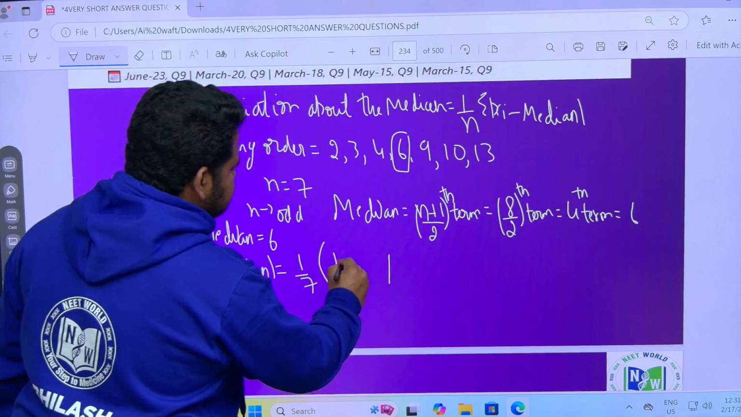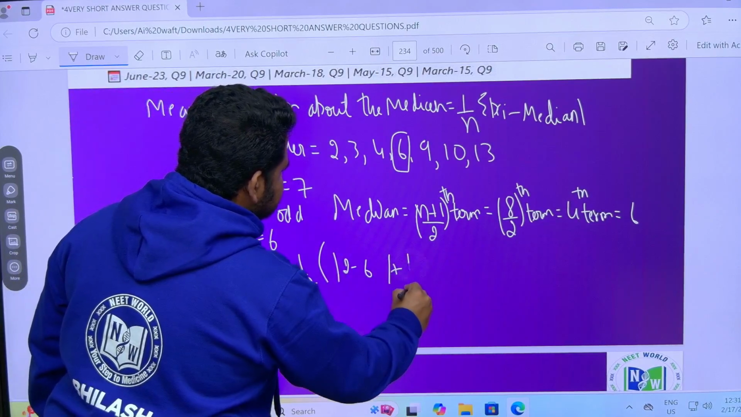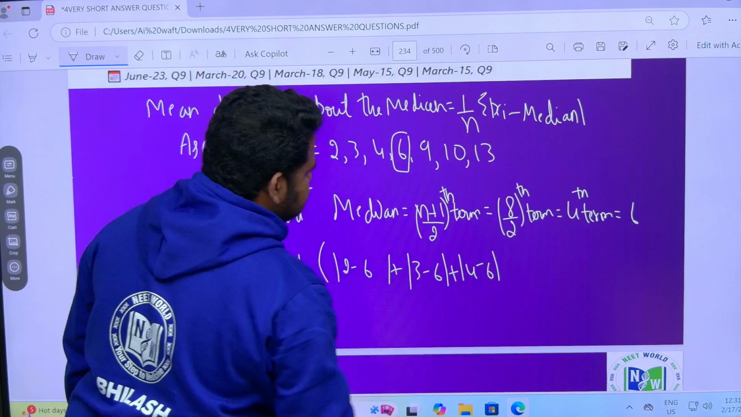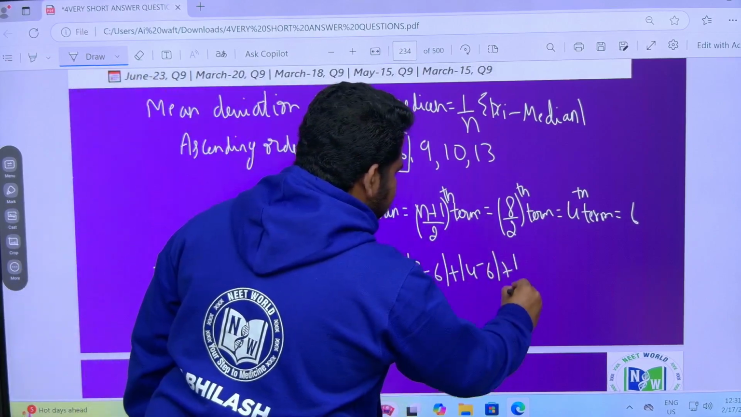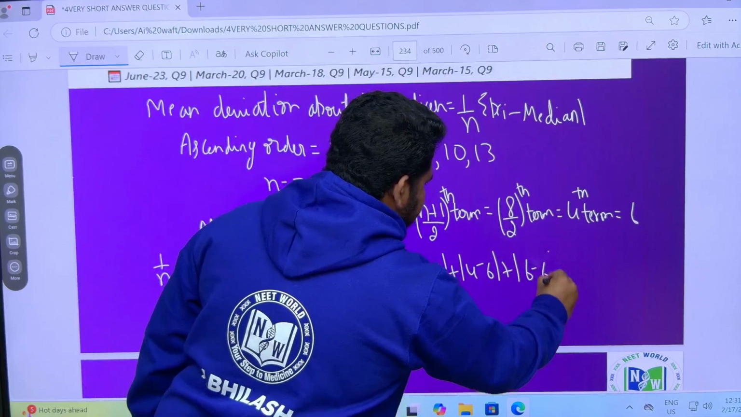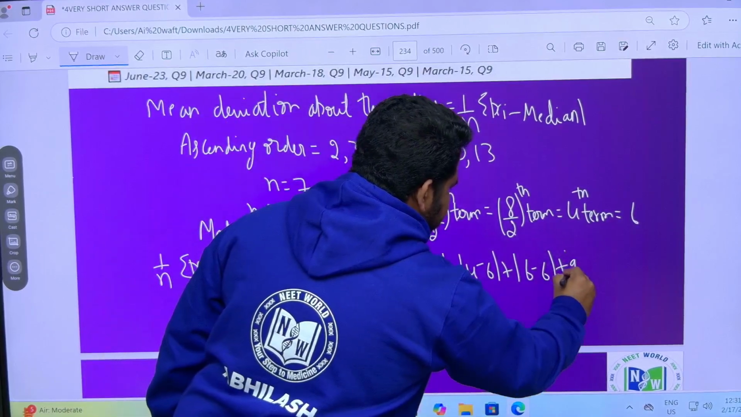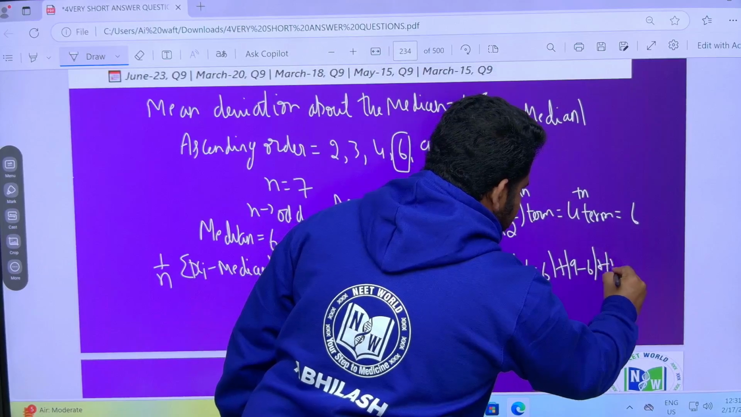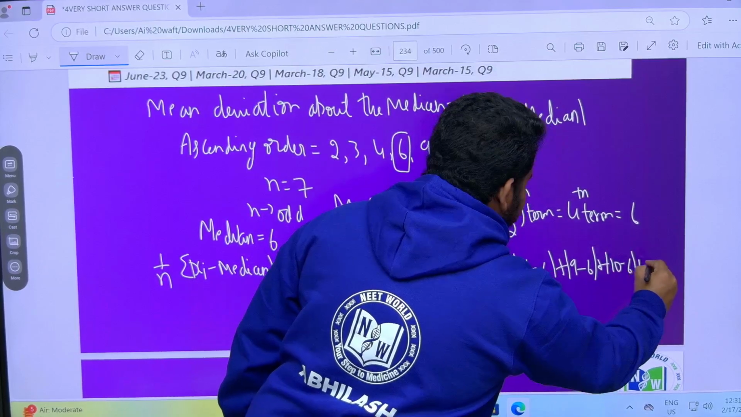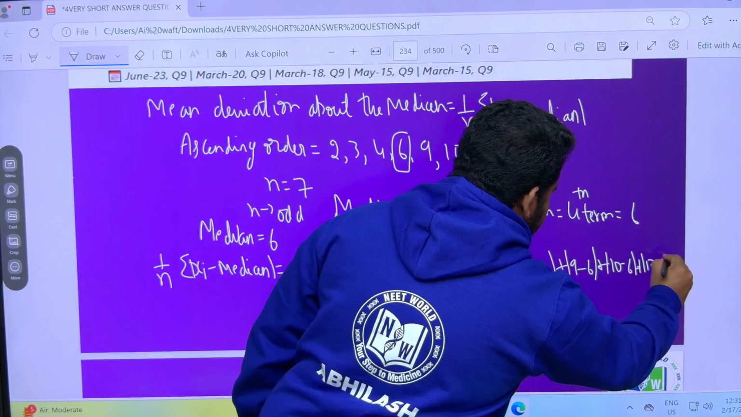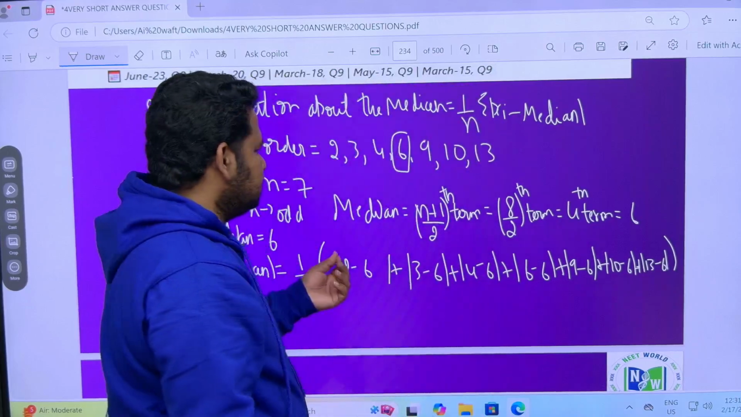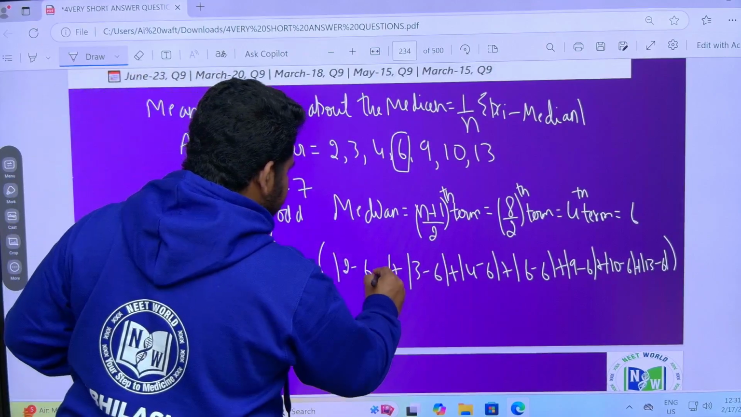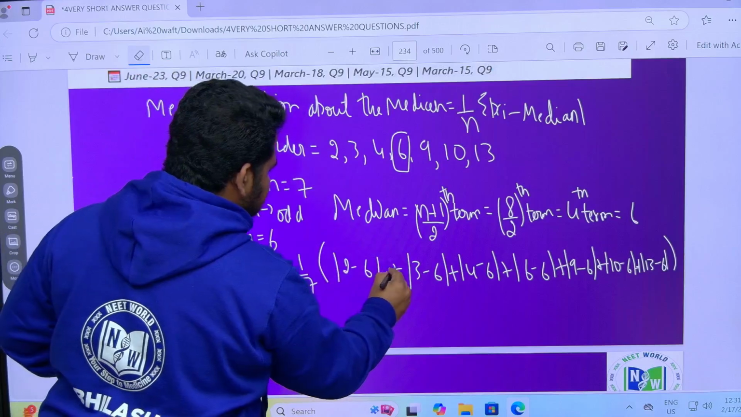So this will be summation of 2 minus 6 plus 3 minus 6 plus 4 minus 6 plus 6 minus 6 plus 9 minus 6 plus 10 minus 6 plus 13 minus 6. That is xi minus median, which we have written within absolute value. That is, we are finding the absolute value.